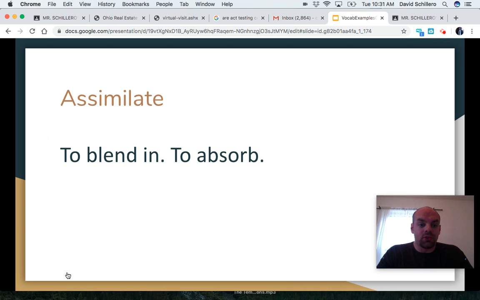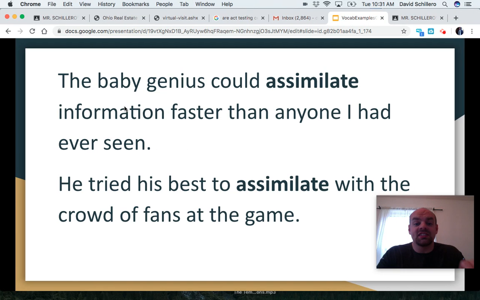Our third word is assimilate. This could mean a couple different things. One, it could mean to blend into something, but it could also mean to absorb. And you'll see what I mean in these next two examples. The first sentence says, the baby genius could assimilate information faster than anyone I had ever seen. So in this sentence, assimilate means to absorb something. The baby genius could assimilate, or absorb, information faster than anyone I had ever seen.